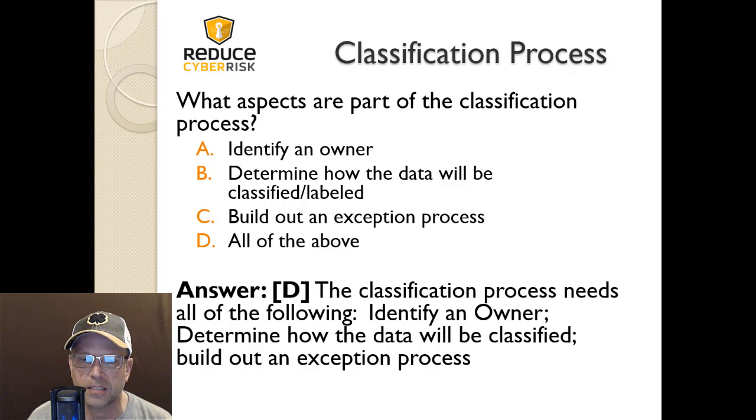The classification process needs every bit of these. Identify an owner, determine how the data will be classified, and build out an exception process. There are also some more pieces to that, but those are key ones you need to keep in mind when building out a classification process within your organization. Each of those is very crucial to data classification within your organization.